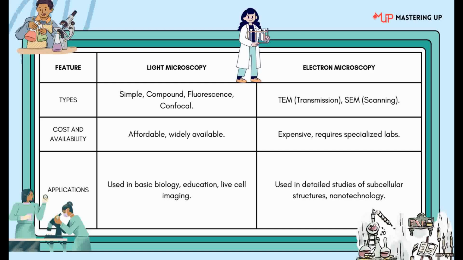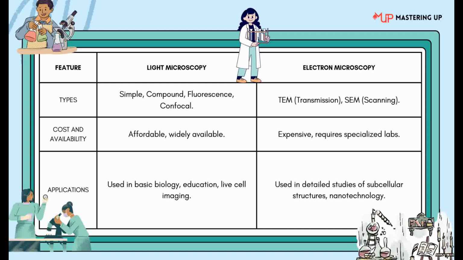Each type of microscopy is tailored for specific purposes, with light microscopy excelling in live cell imaging and electron microscopy providing unmatched detail for studying fine structures at the molecular level. Now let's see the cost and availability. Light microscopy is affordable and widely available, while electron microscopy is expensive and requires specialized labs.